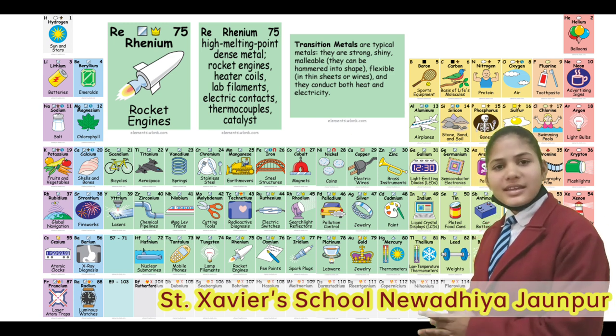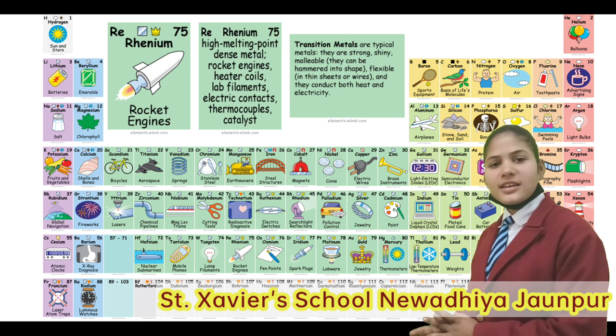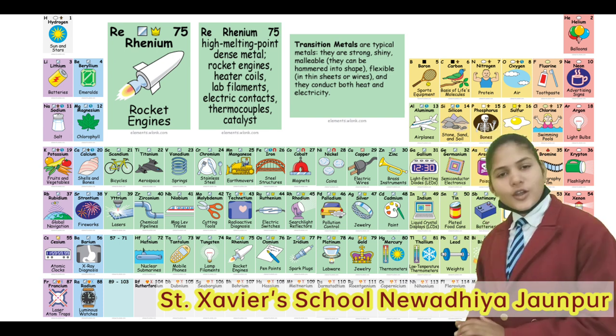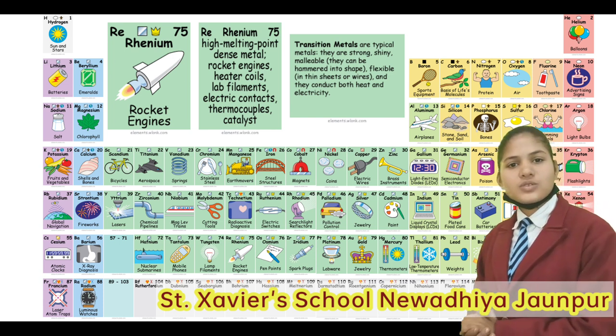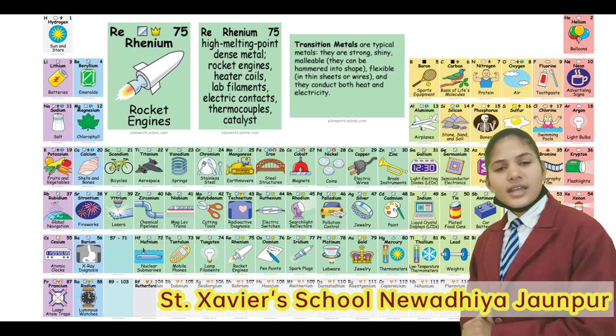Polonium is used in anti-static brushes. Astatine. Astatine is used in radioactive medicine. Radon. Radon is used in surgical implants. Francium. Francium is used in laser atom traps. Radium. Radium is used in luminous watches.